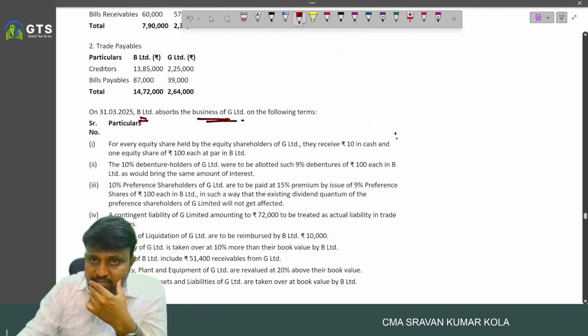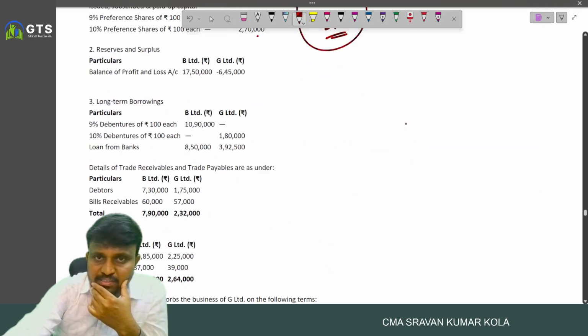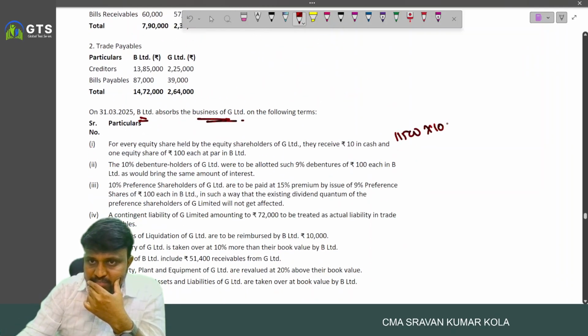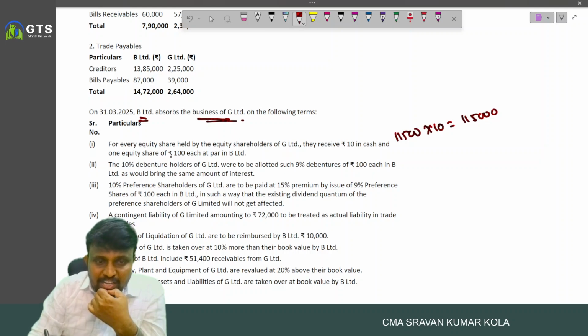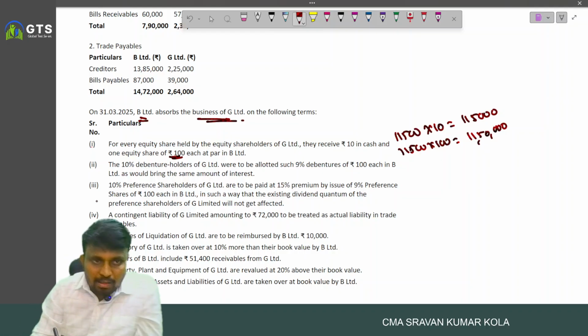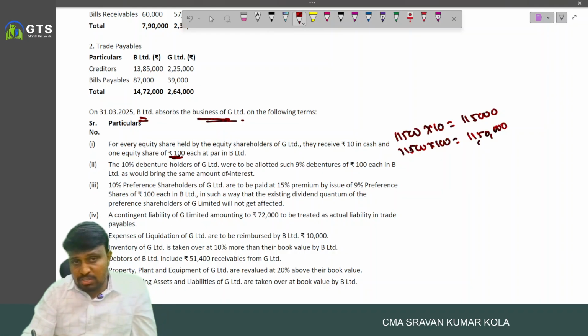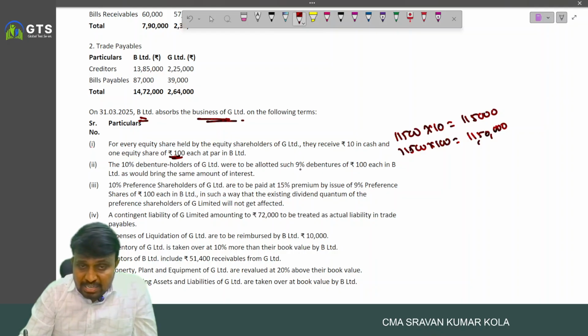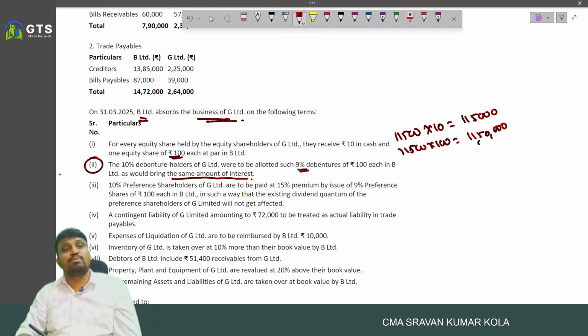So here, 11,500 into 10, and 1 equity share of 100 each. So 11 lakh 50,000. And 10% debenture holders of G Limited were to be allotted 9% debentures of 100 each in B Limited, as would bring the same amount of interest. This is very important. Same amount of interest.